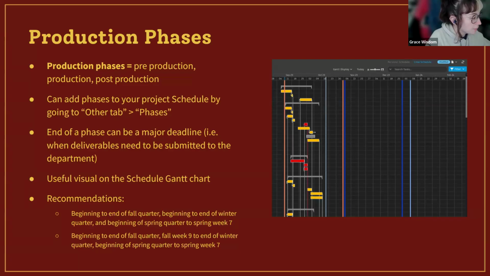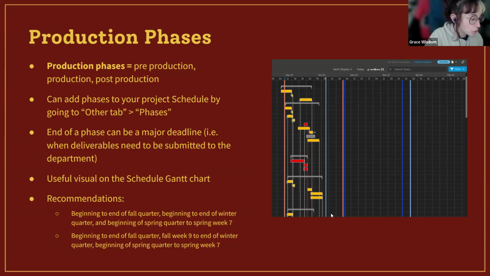And then the end of a phase can be a major deadline, i.e. when deliverables are due to be submitted to the department. So if you want fall quarter for pre-production to end at, I forget when y'all's deadline is for that, but it's when y'all's proof of concept and your fall poster and all of those assets are due, I would recommend setting it up to where that phase ends at that point, so that you have a clear idea of, okay, pretty much that's when pre-production needs to be wrapped up. And it's also a useful visual on the big old Gantt chart.